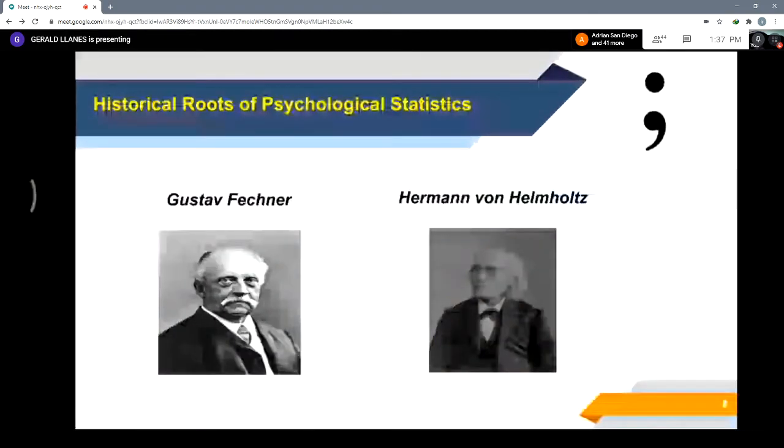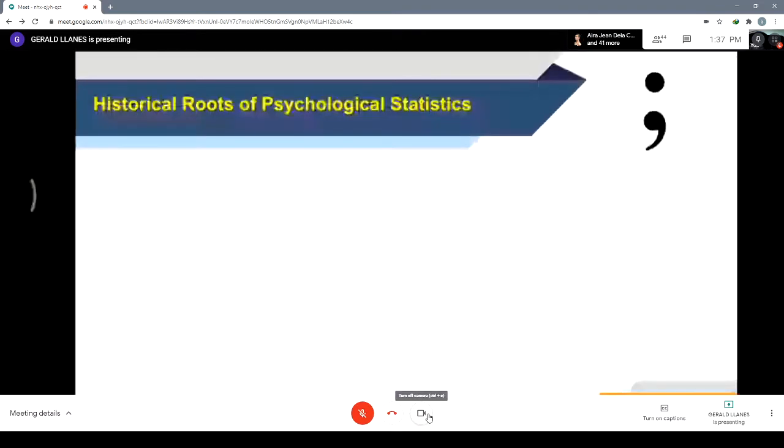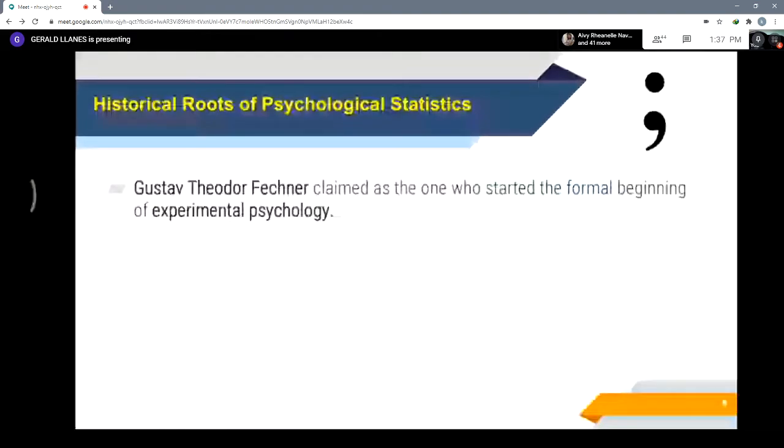Anyways, let's proceed with Gustav Fechner and Hermann von Helmholtz. Ano naman ang kanilang ambag sa psych stats, no? Si Fechner, he is claimed as the one who started the formal beginning of experimental psychology. Eh sir, siya pala ang experimental psychology. So why are we talking about him sa history ng psych stats?